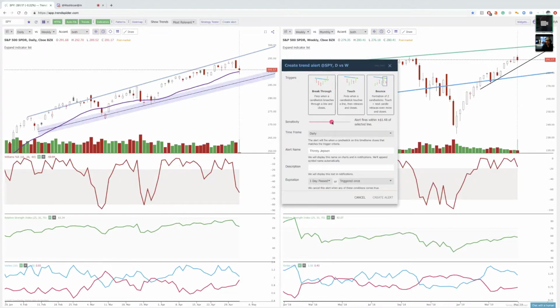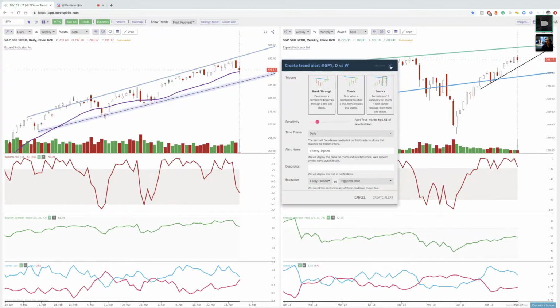Sometimes you need more of a zone here, and you can see as I move this to the right, the alert's going to fire within X amount of dollars from the selected line. In this case, we're $2.22 away from this line, and if I wanted to create a bigger alert zone, I can always go all the way to the right. You can see how this area gets bigger. So that's one way I could use this if I was looking at possibly a bearish breakdown.